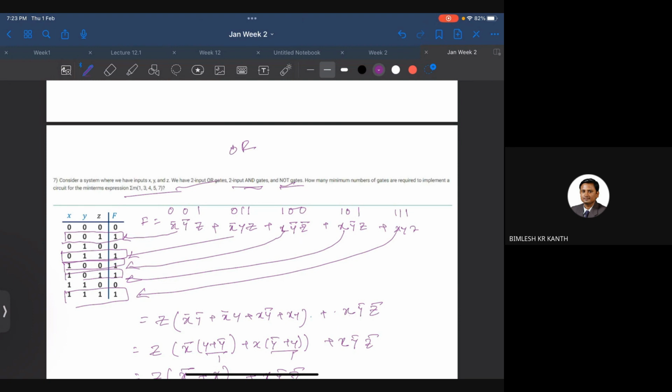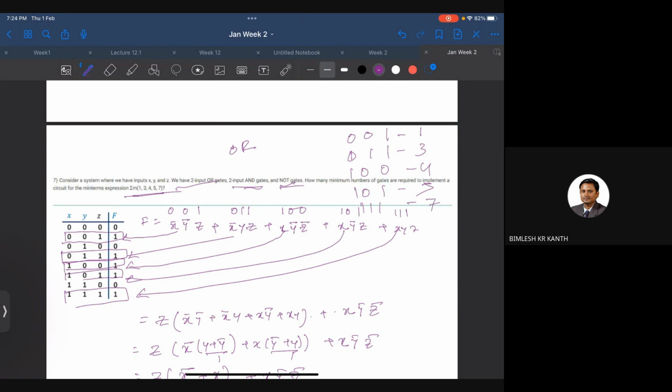Summation of 1, 3, 4, 5, 7 means: how can we write 1 in binary? 1 means 0, 0, 1. 3 means 0, 1, 1. And 4 means 1, 0, 0. 5 means 1, 0, 1. And 7 means 1, 1, 1. So the minterms are like that.